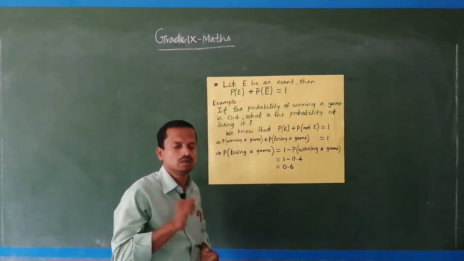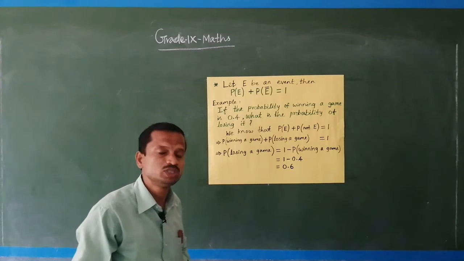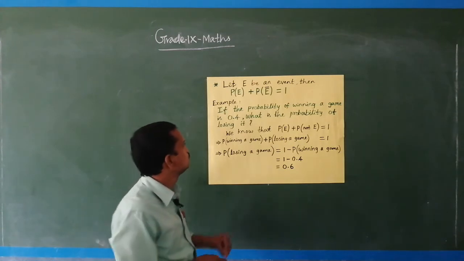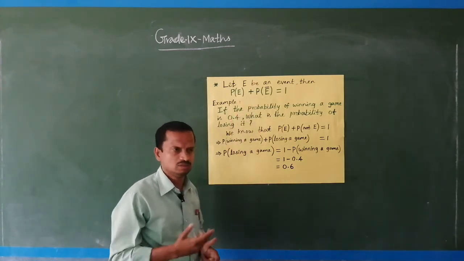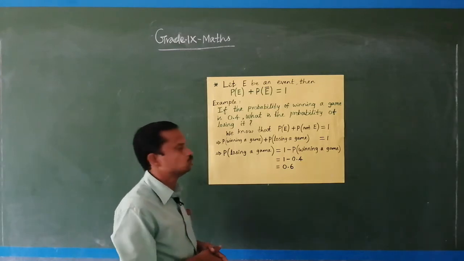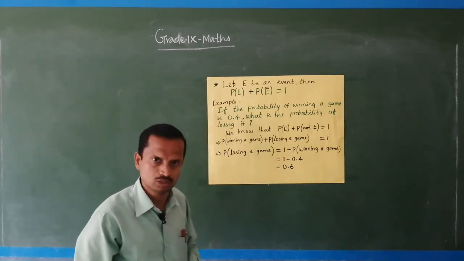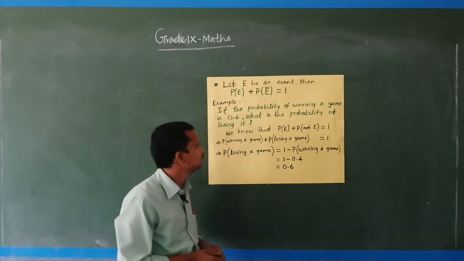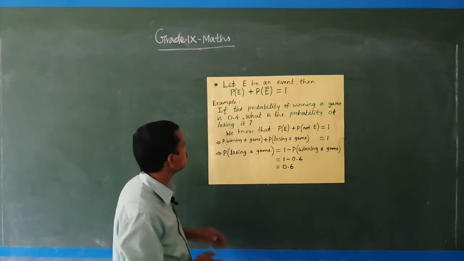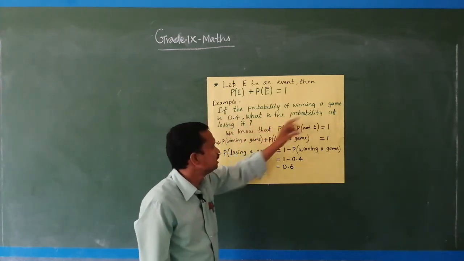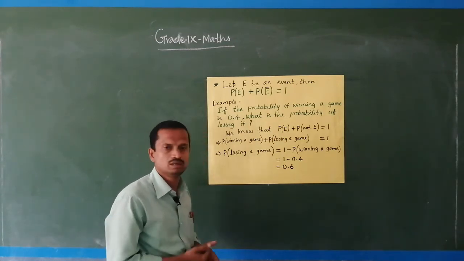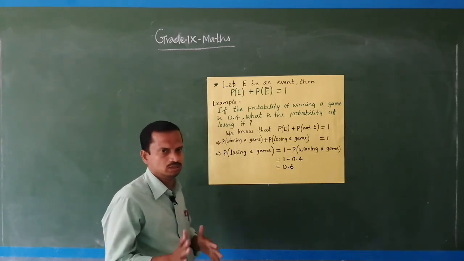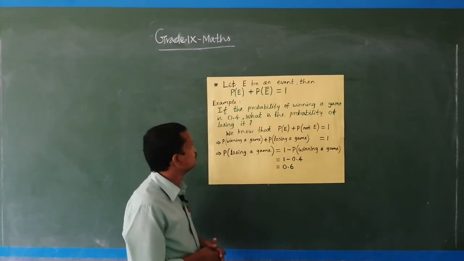So, P of E plus P of E bar. If E and E bar are opposite events, then if you add the values of their probabilities, you get 1. So, you have to take this point also. You can see an example here for this formula. If the probability of winning a game, for example, you can consider any game, winning, otherwise losing. So, that is the result of every game.